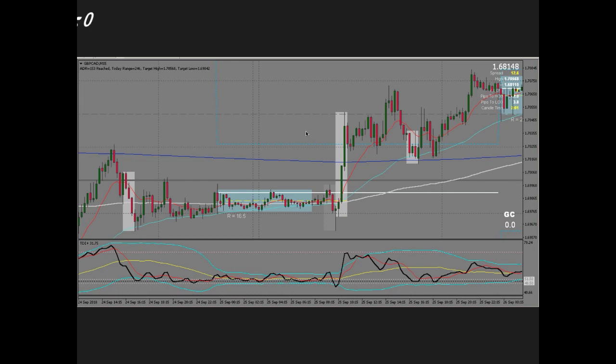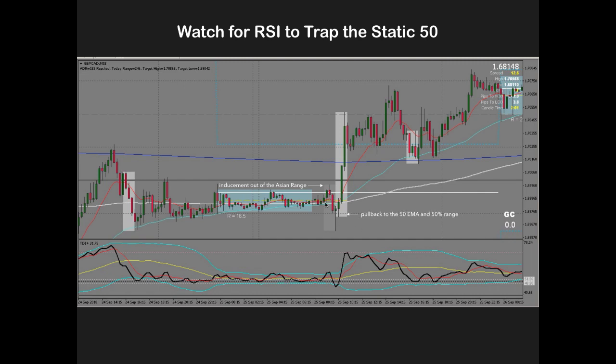Next trade, you're going to watch for the RSI to trap the static 50 as well. Not only can it bounce off the static 50, it can also trap. What is the difference between a bounce and a trap? We'll talk about that in this example. You can see here, this is our Asian range, again another small pip range, 16.5 pips. This right here is the inducement out of the Asian range. It's a small inducement, but it's an inducement nonetheless. Once the inducement happens, there's a pullback to the 50 EMA, which is right here, and also the 50% range, which is right here.